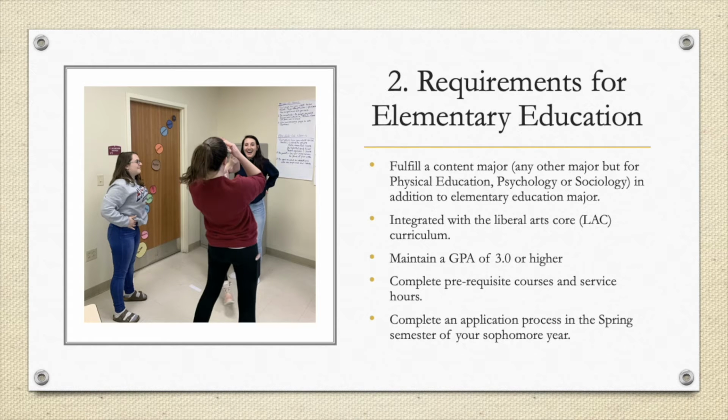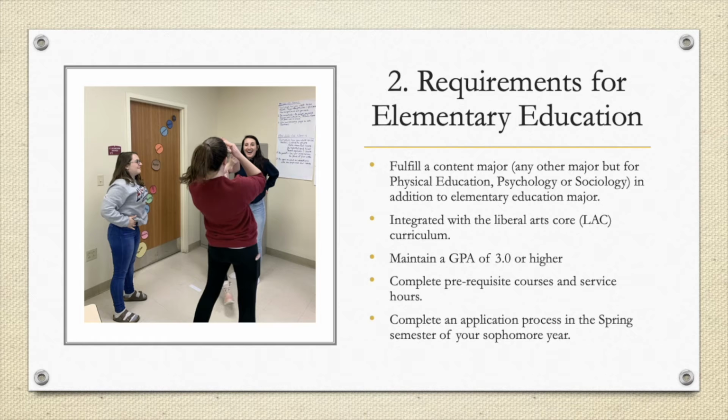I want to give you some of the key requirements here. First, you have to fulfill a content major in addition to elementary education. This is a state of Connecticut requirement, and you can choose any major offered at Eastern except for physical education, psychology, or sociology. If you're interested in, say, math, you can choose math and elementary education or Spanish and elementary education. All these choices work. If you're interested in a variety of topics, we encourage you to check out liberal studies. Liberal studies gives you a little bit of background in a variety of topics, and it naturally integrates with the LAC, Liberal Arts Core requirement at Eastern.